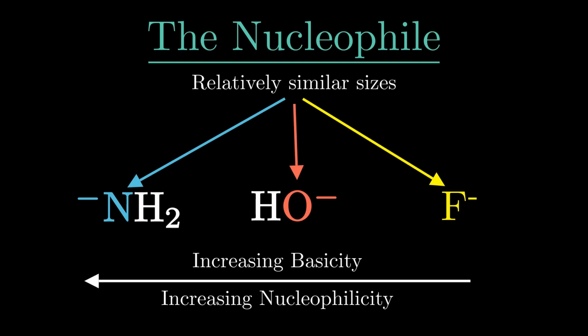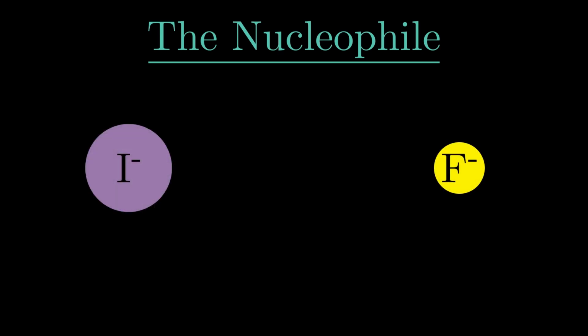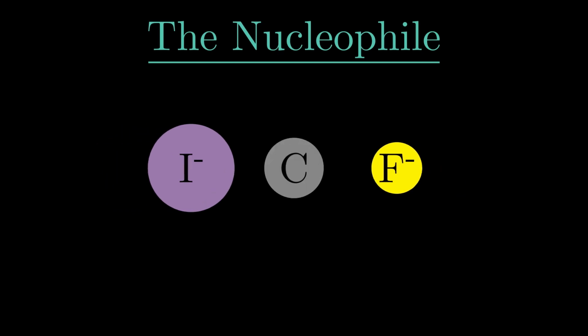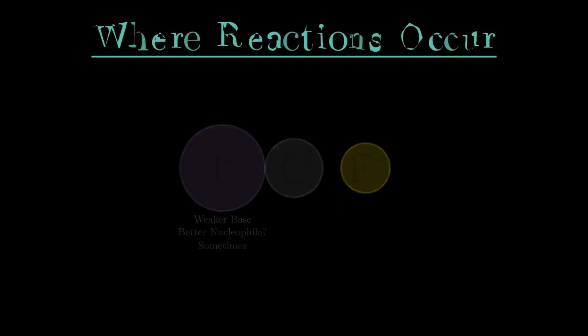However, before this part of the video, we saw that fluoride is a better base than iodide. Using what we have covered so far, we would conclude that fluoride is the better nucleophile. But clearly, iodide is much larger than fluoride. If these two were to approach a random carbon atom from the same distance, we can see that the iodide will interact with it first. Does this mean iodide, the weaker base, can be a better nucleophile than fluoride? Yes, depending on where the reaction takes place.